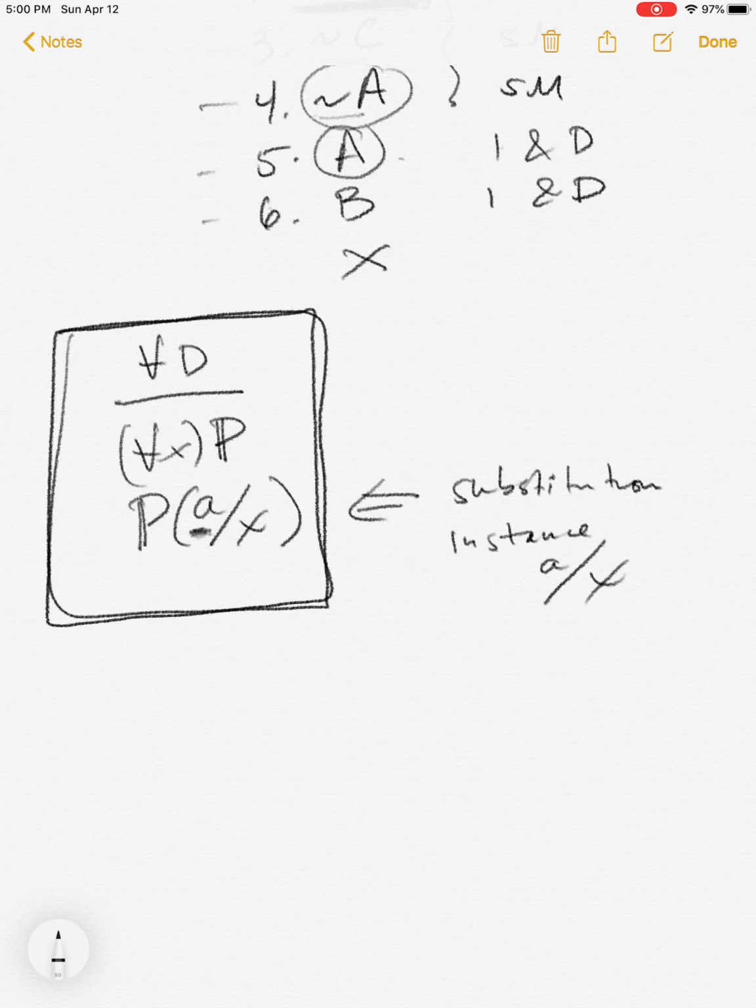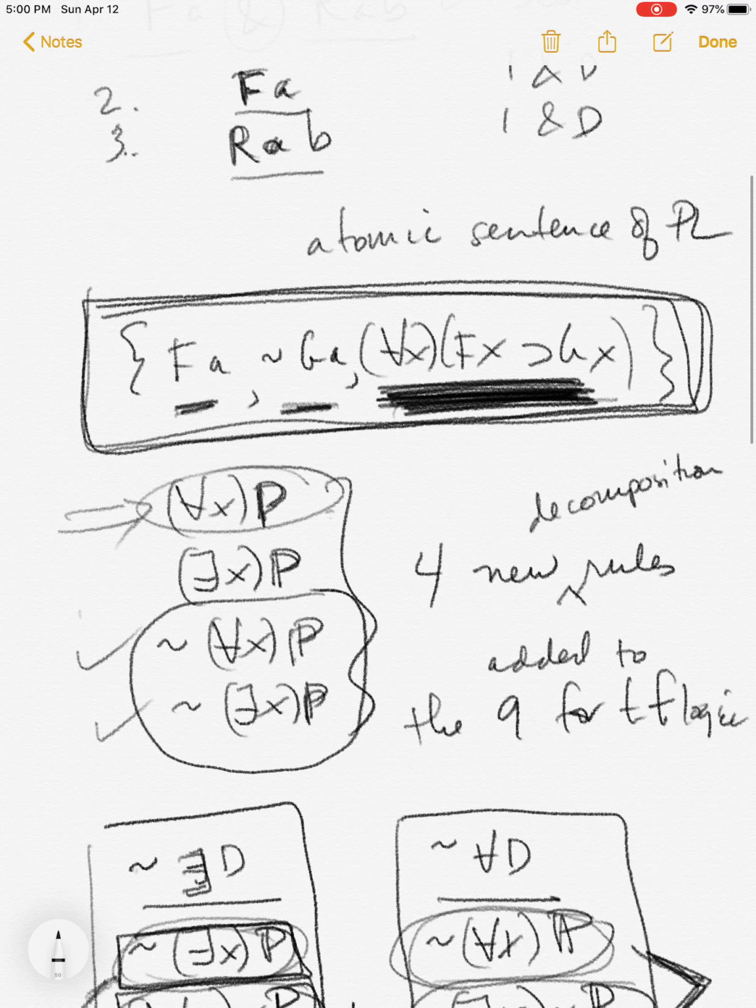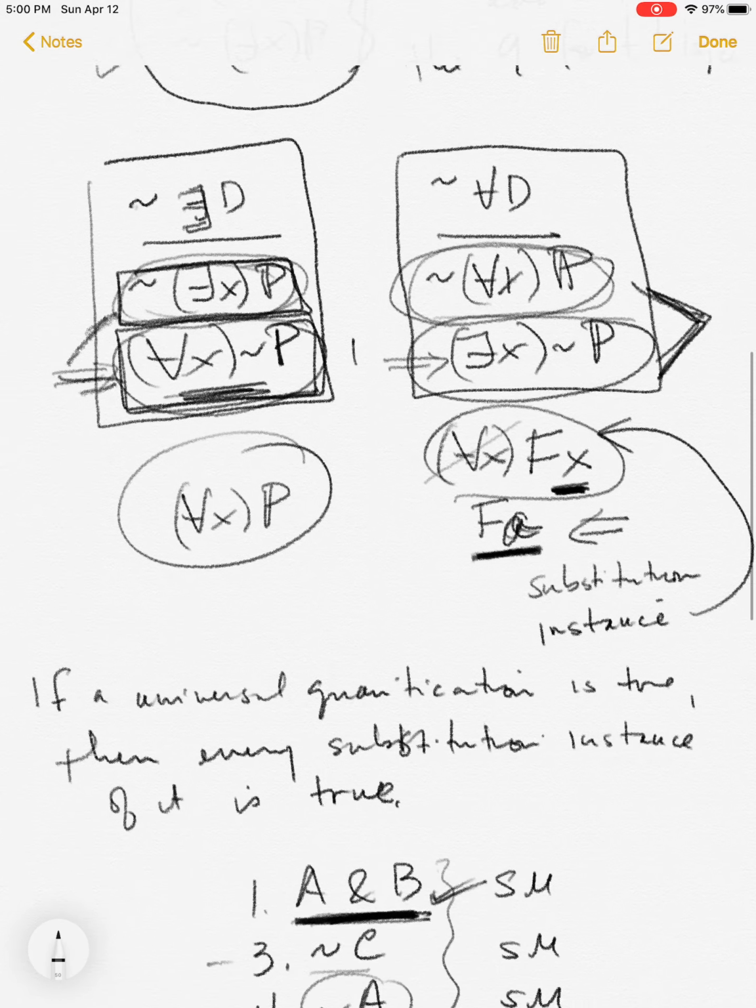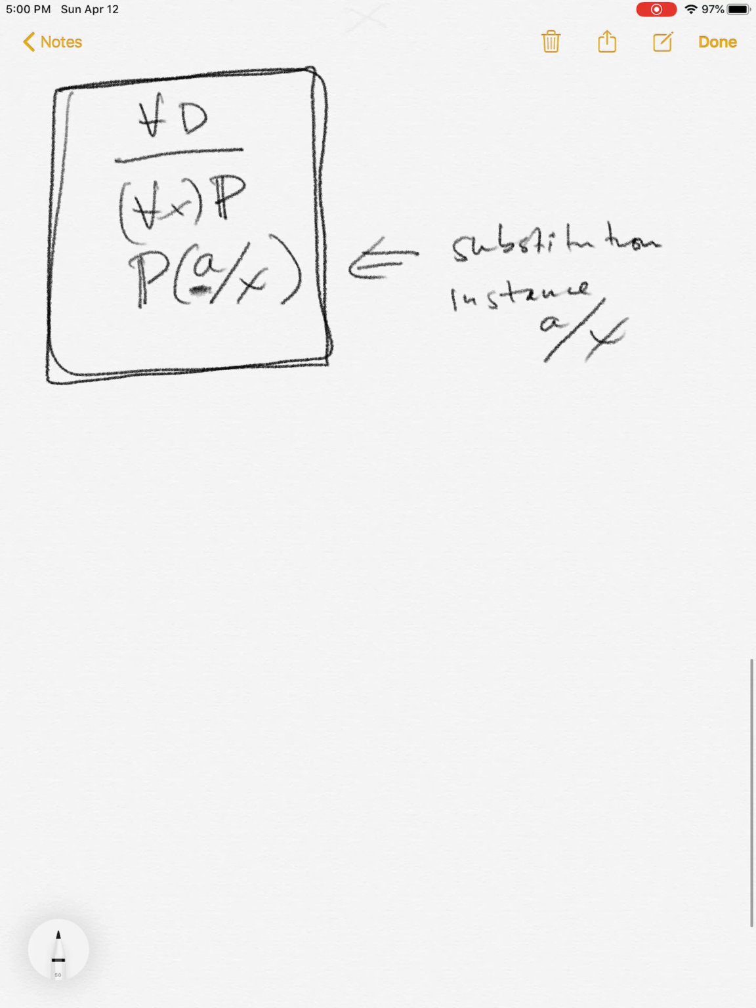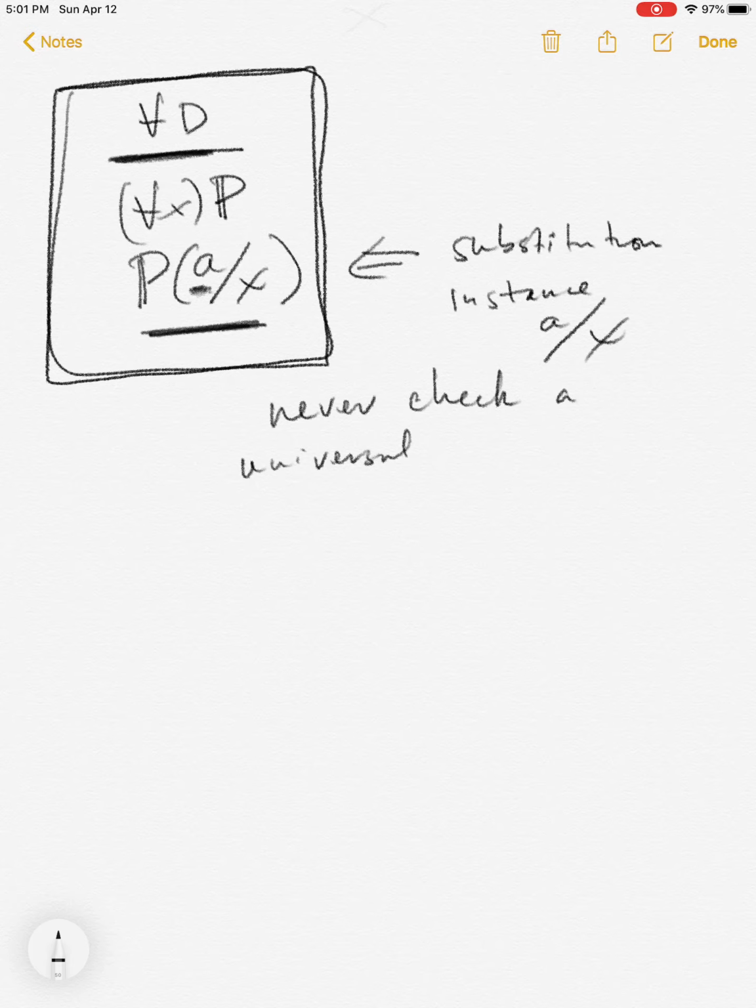I think the best way to get a sense of what's going on here is to do this example. I'll start with this very simple example, where everybody recognized, I think, that this is a quantificationally inconsistent set. When we have a universal quantification, we write down an instance of it. There's something interesting about universal decomposition, and that is we never check a universal quantification when we've decomposed it.